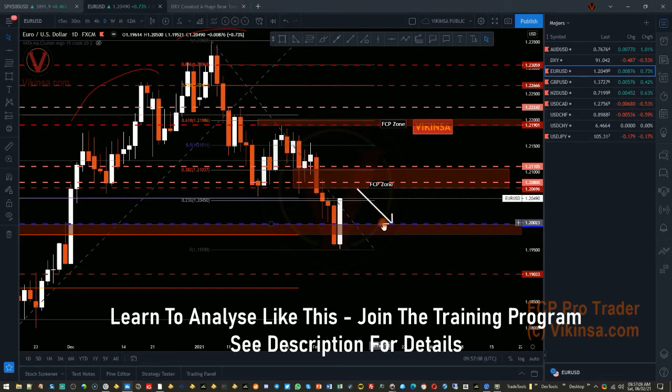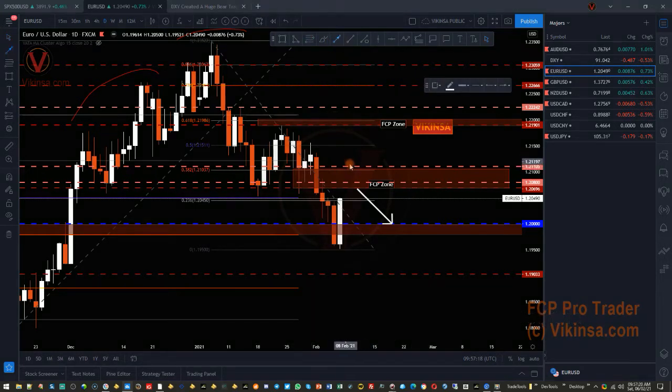I'll wait for a confirmation, maybe using water or something like that, and then I'll go short on this. Right now this is looking bullish, so I'll have to be a little careful around here. If the market closes above this zone and I've got a good confirmation, then I will go and take the long trade. So that's how I'm going to trade EURUSD.